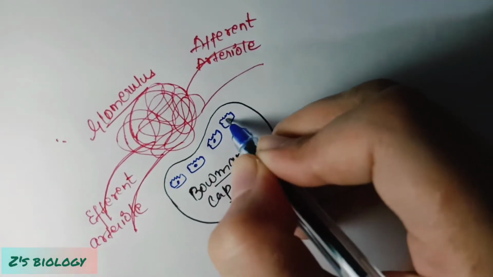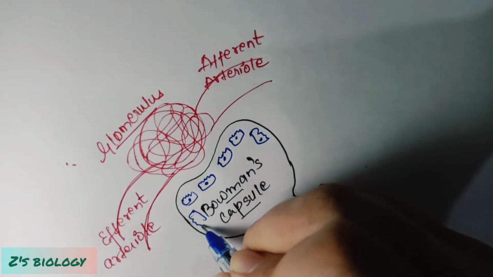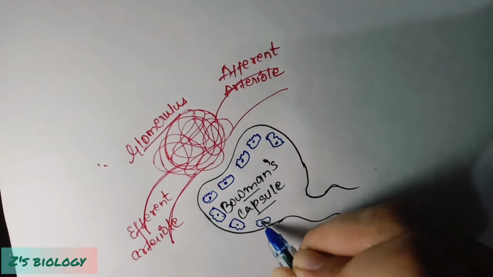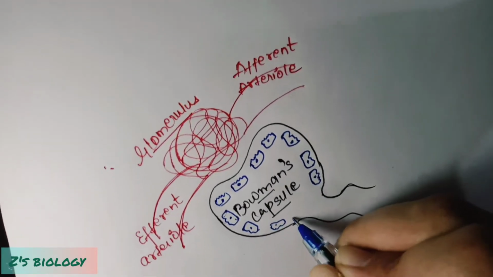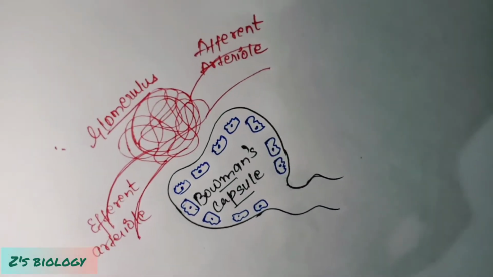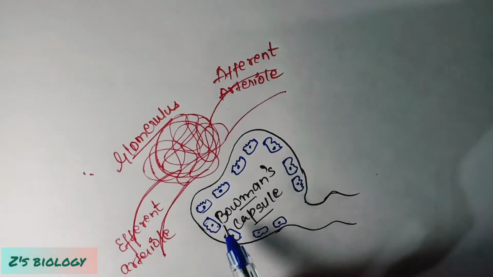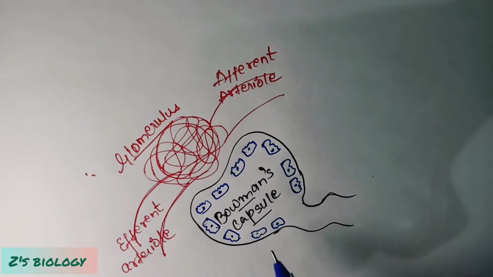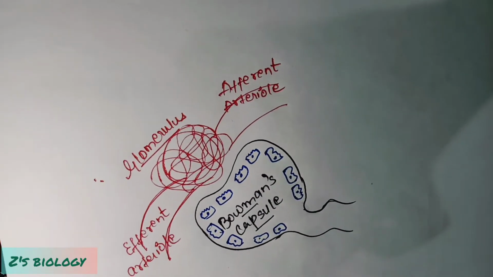Coming back to the topic, Bowman's capsule. Bowman's capsule is actually a capsular structure. The name suggests it, there is no logic behind this. And it is formed by two layers. The layers are very important actually, because the function of the Bowman's capsule depends on the layers. So it has two layers: the inner visceral layer and the outer parietal layer. These layers have a functional importance, and both layers, visceral and parietal, are composed of flattened epithelial cells.